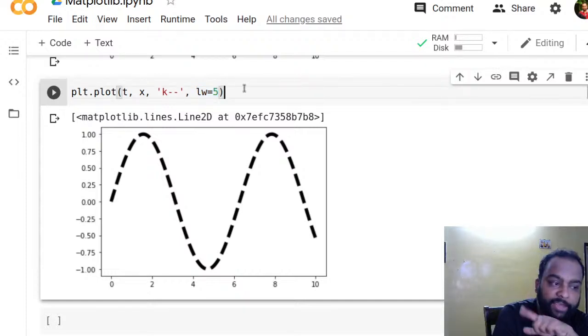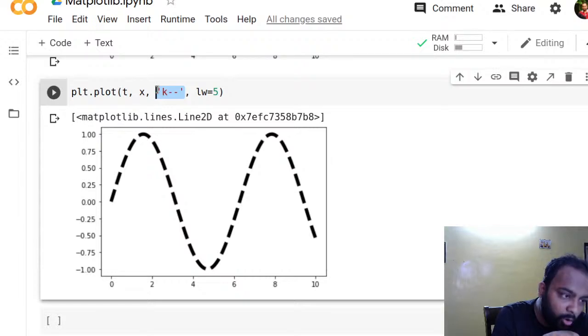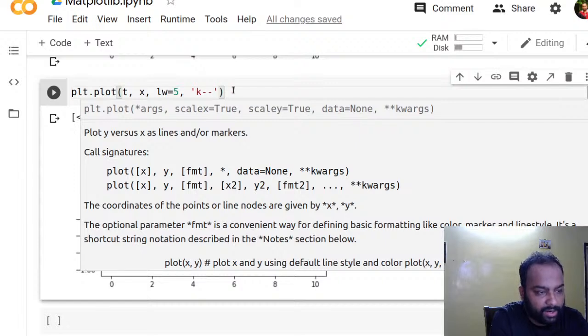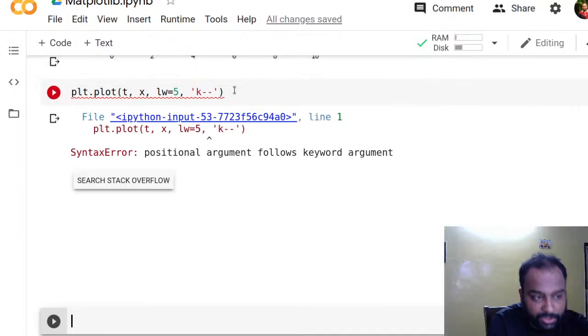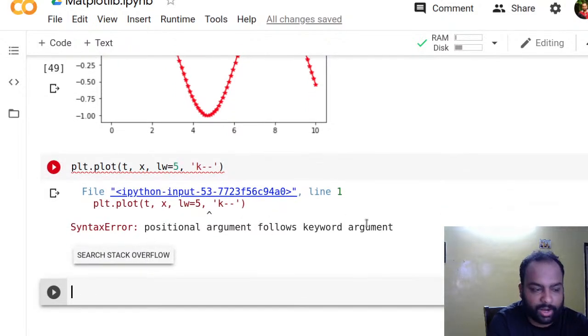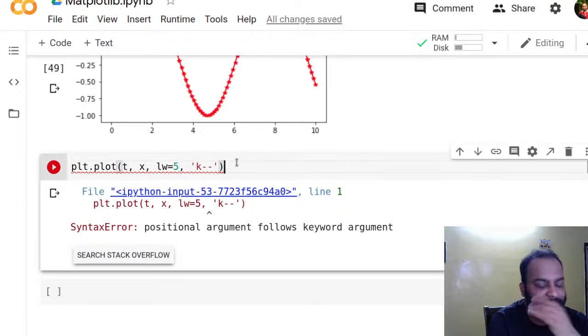Just a point to note, if you recall our class on Python functions, these are positional arguments. Time t is a positional argument, this is also a positional argument, this is also a positional argument, but this is a keyword argument. The Python terminology is that positional arguments cannot follow a keyword argument. So if I somehow pass in this one after saying line width equal to something, because this is a named argument, then it will throw up an error saying positional argument follows keyword argument. That cannot happen. Once you have done all the positional arguments, then you can only write keyword arguments. So just keep that in mind.